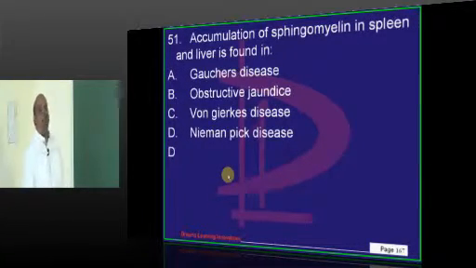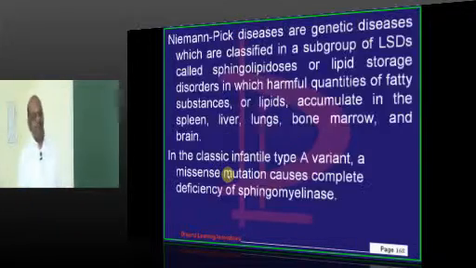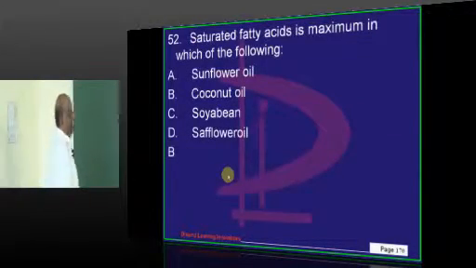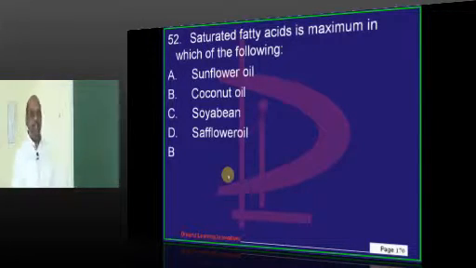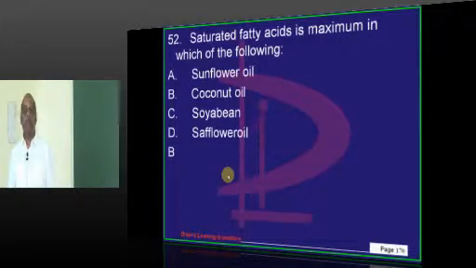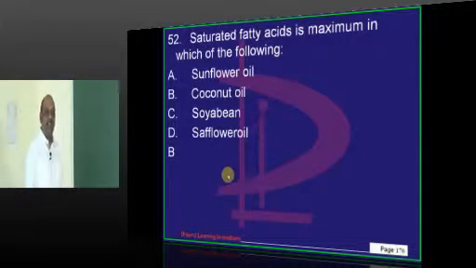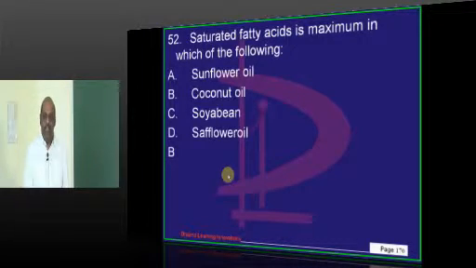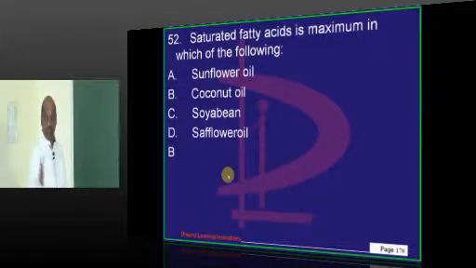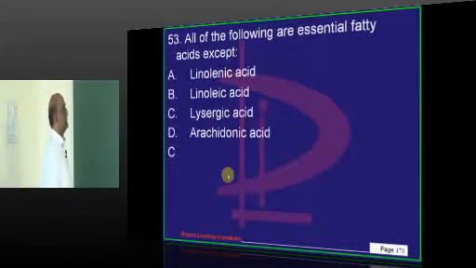Now, Niemann-Pick is an example of sphingomyelinase deficiency with the deposition of the sphingomyelin. Coconut oil, saturated fatty acids. If you go to Trivandrum or Calicut, you will have coconut chutney, coconut, everything coconut. So, very rich in saturated fatty acids.